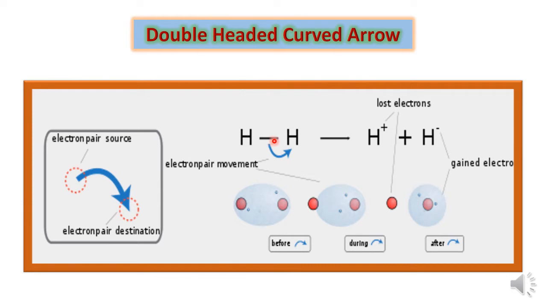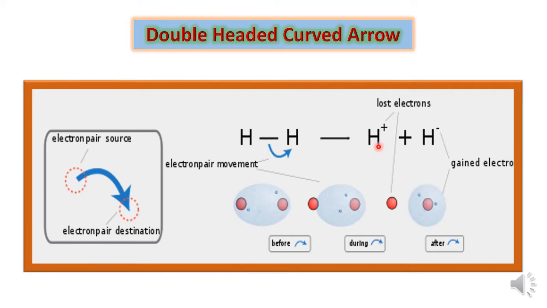So one electron pair is there. Now this bond is broken and we have shown it by this double-headed curved arrow. What does it indicate? It indicates the transfer of electrons from this position to this position. And therefore, we can see here the bond is broken and we get two different species. One is H plus and another is H minus. These are the two different species formed after the cleavage of the bond.